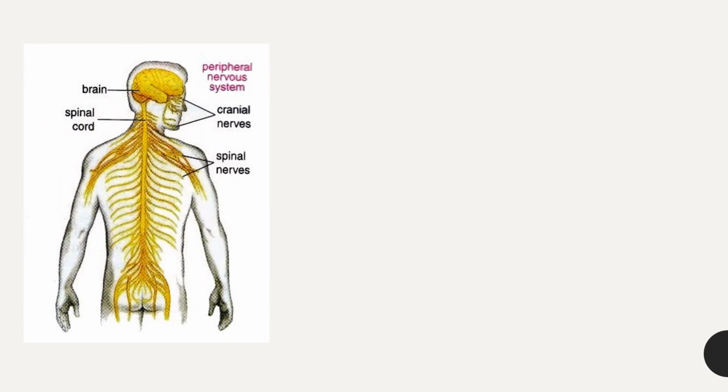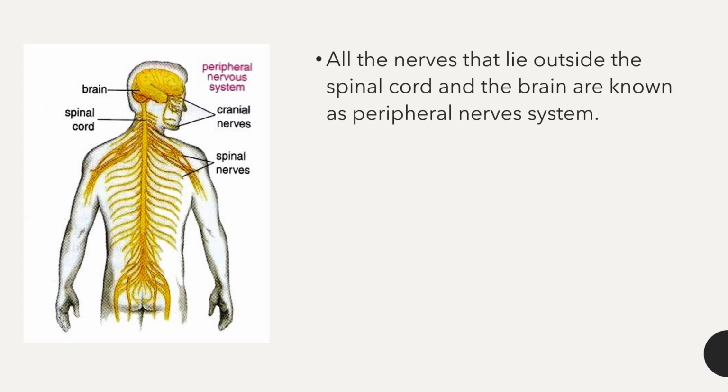Now here you are given the clear diagram of our nervous system. Here it has the brain and the spinal cord, and you will be able to see that there are nerves arising from the brain and the spinal cord. Our peripheral nervous system means all the nerves that arise from the brain and the spinal cord. So all the nerves except the brain and the spinal cord are included in the peripheral nervous system.